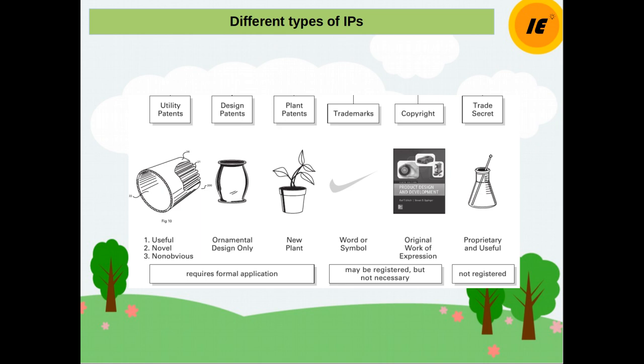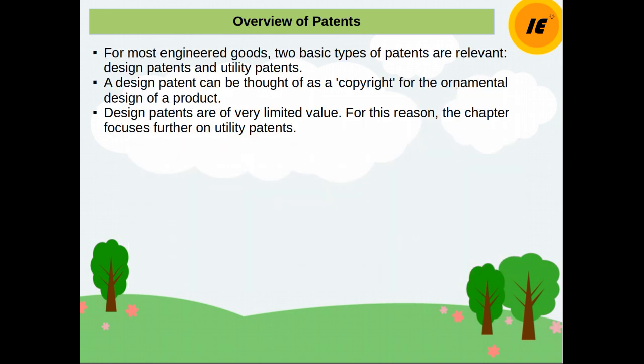Of course, patents require a formal application, while trademark and copyright may be registered but not necessarily. So I think it's simpler to apply for a trademark and get a trademark. This is the symbol of a new product, or name of the new product, etc. Just to clear the confusion, the design patent that we discussed in the previous slide is actually ornamental, it doesn't have to be related to jewelry or something like that.